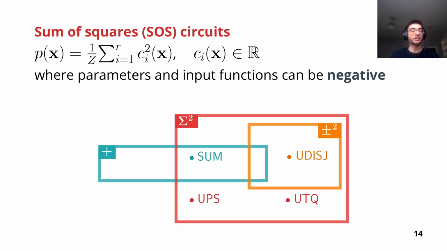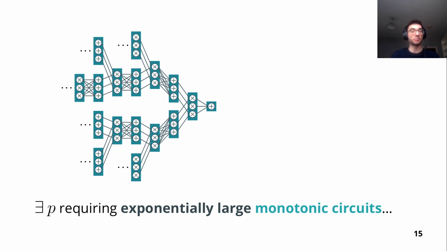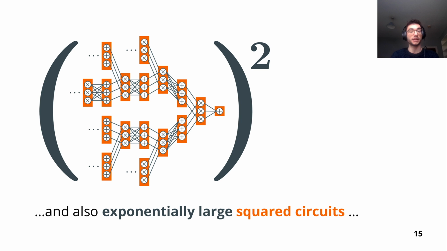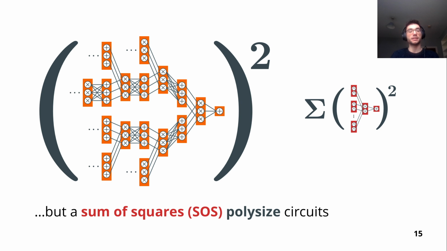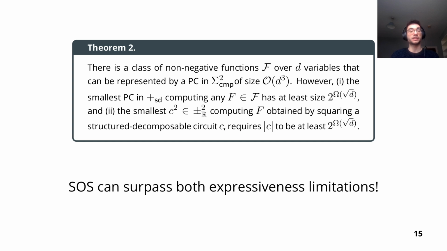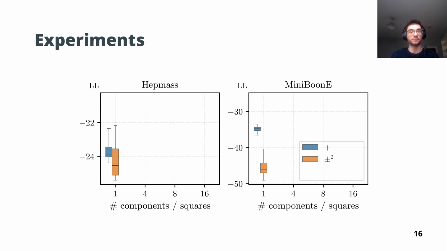We show that SOS circuits can efficiently model a possibly larger set of distributions, as I show here with the red colors. To make this more formal, we show that some distributions not only require exponentially large monotonic circuits, but also exponentially large squared circuits. Instead, we can model the same distributions by summing just a few squared circuits of polynomial size. As for the other results, we prove this theoretically and therefore show that SOS circuits can surpass the expressiveness limitations of both monotonic and squared circuits.